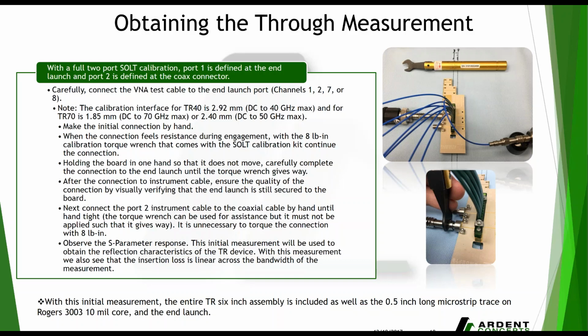Make an initial connection by hand, and once that initial connection is made and you get it tight and consistent, then pull in an 8-pound-inch calibration torque wrench that comes along with your calibration kit. Holding the board in one hand, we ask that you continue to tighten until you get that torque wrench to pop on you, and then you will know that the connection is secure.